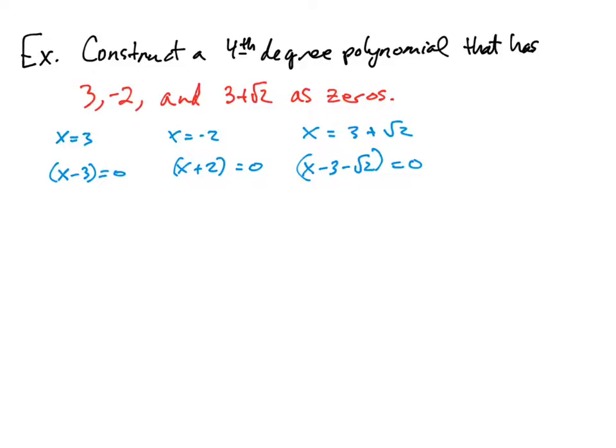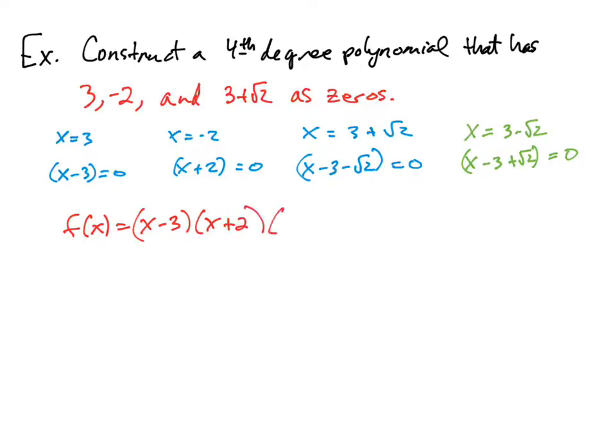And then using the conjugate pairs theorem, because we have 3 plus square root 2 as a 0, we know that 3 minus square root 2 is also a 0. So writing that as a factor is going to be x minus 3 plus square root 2 equal to 0. To create this polynomial, all we do is multiply all of these factors together. So f of x, our function, is going to be x minus 3, x plus 2, and then x minus 3 minus root 2, x minus 3 plus root 2.